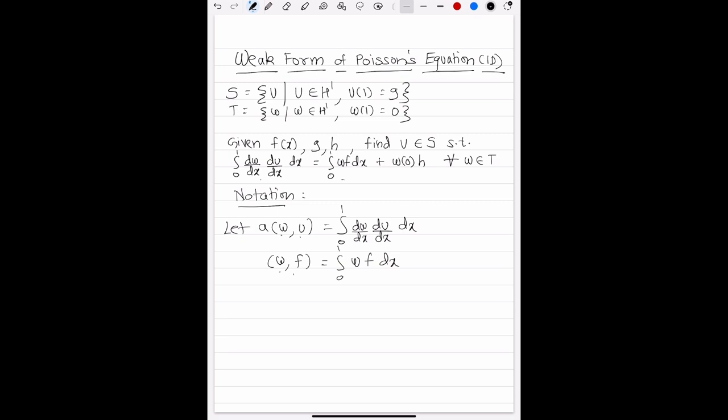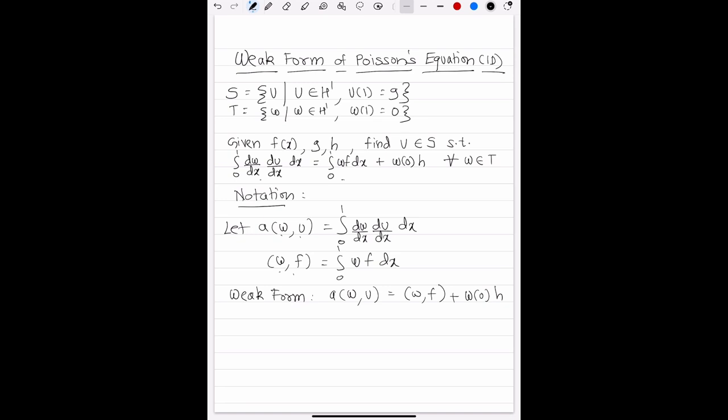So with this notation, the weak form can simply be written as a of w, u is equal to (w, f) plus w of 0 times h. This is the purpose of introducing this notation, to succinctly write the weak form. What's also particularly interesting is that for more complex problems in 2D, 3D, or more complex equations, we can often reduce them to a form with similar notation, and that's the purpose for introducing this notation.